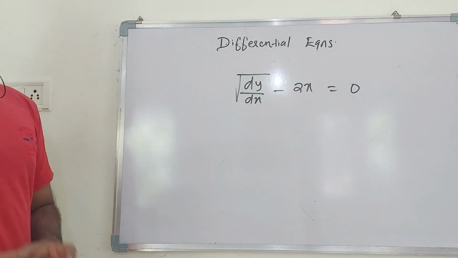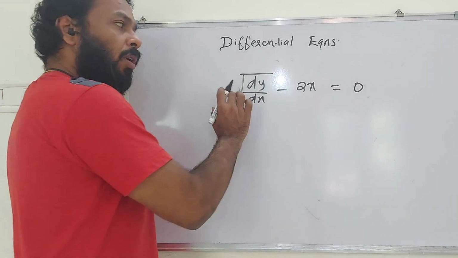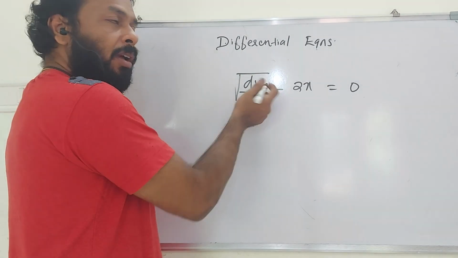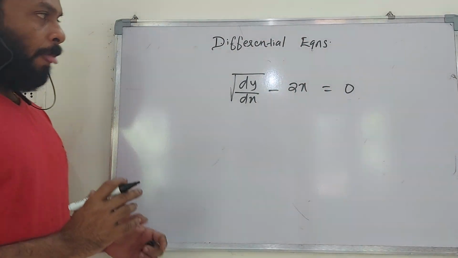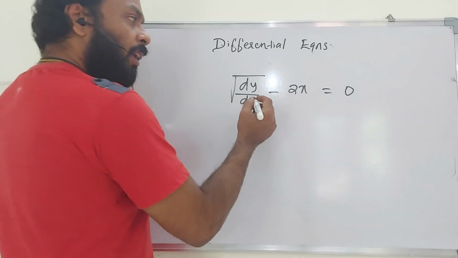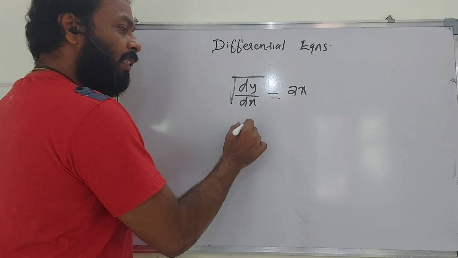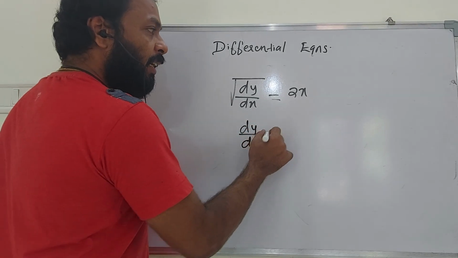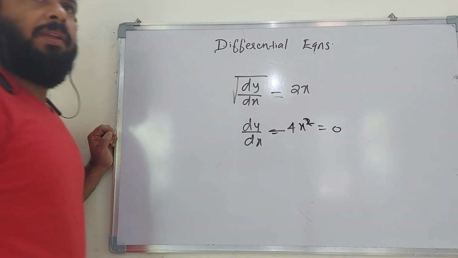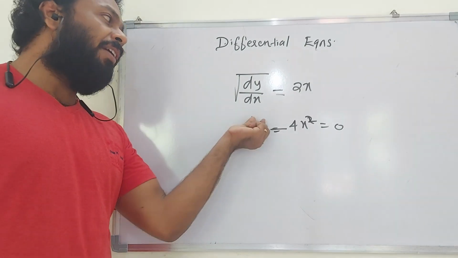The order is 1, and there is no doubt about that. But when stating the degree, here we have a radical sign, a fractional power. The term is dy by dx raised to 1/2. So we have to clear the power. We write this equation as root of dy by dx equal to 2x. Squaring both sides, dy by dx equal to 4x square, or dy by dx minus 4x square equal to 0. So its order is 1 and degree is also 1.